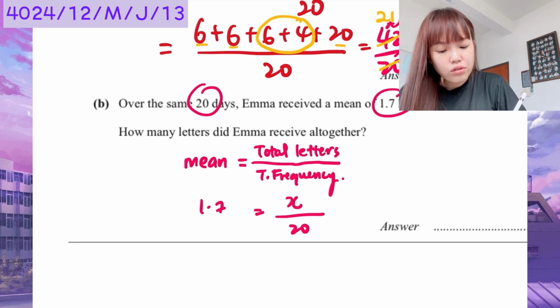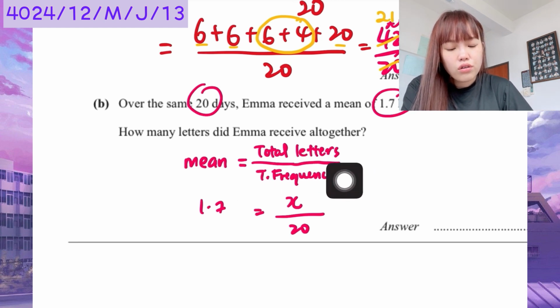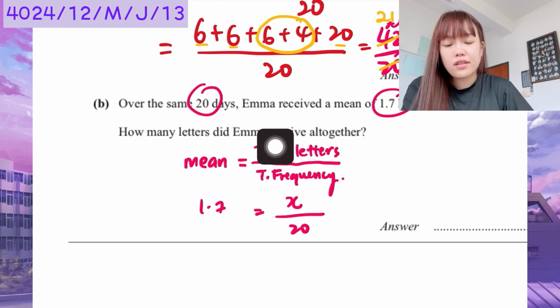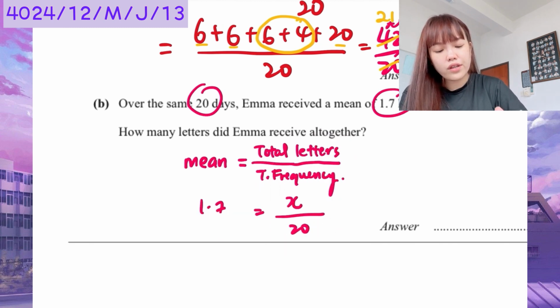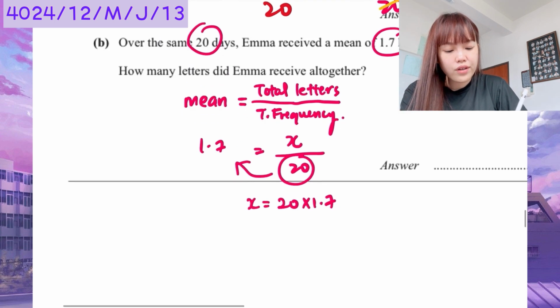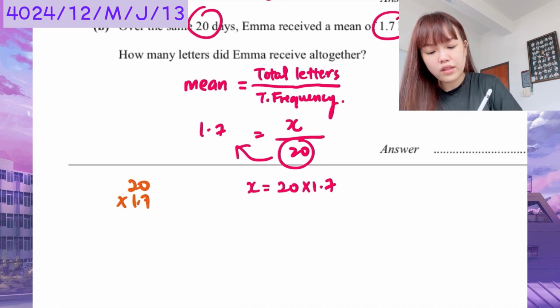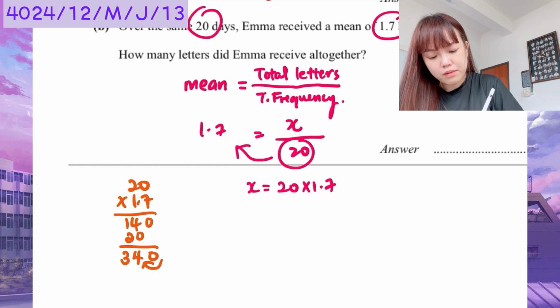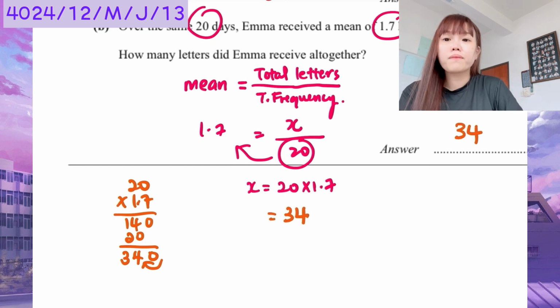The total letters you don't know, so it's X. The total frequency is the total number of days. Total letters divided by total number of days. So X divided by 20 is 1.7. Then you move the 20 to this side, become 20 times 1.7. So it's 34. I show you the working: 20 times 1.7. One decimal place, so it's 34. The answer is 34.